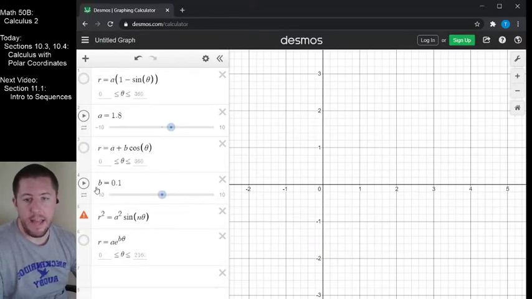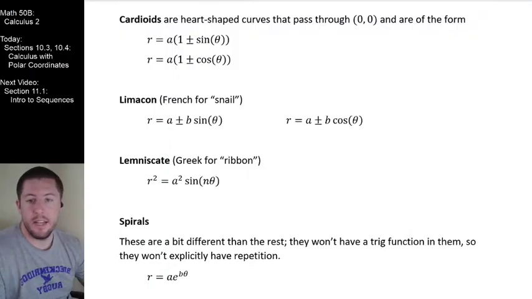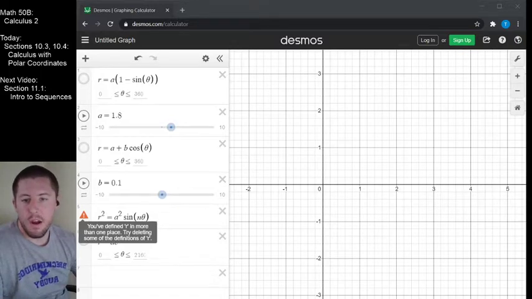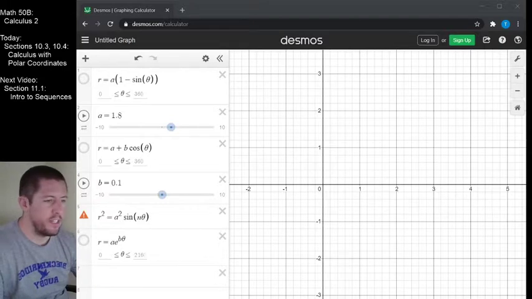So my next one is yelling at me. Notice I've got a little warning message right here. I'm trying to go ahead and graph the lemniscate. A lemniscate, Greek for ribbon. I'm just trying to graph that equation that's sitting right there, and Desmos isn't happy about this. Let's see what the warning message says. It says, you've defined R in more than... wait, what? Oh, get out of town. That's not your issue with this thing.